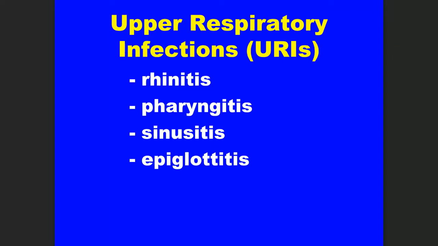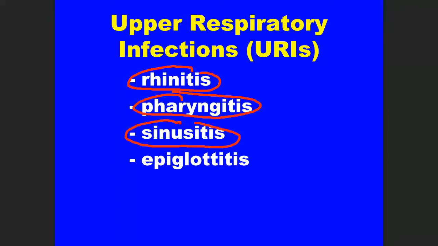All right, now we're going to begin our discussion today by talking about upper respiratory tract infections. Upper respiratory tract infections can be divided up into things that are called rhinitis, which is an infection and inflammation in the nose, pharyngitis, which is an infection and inflammation in the pharynx, sinusitis, which is an infection and inflammation in the sinuses, and then epiglottitis.